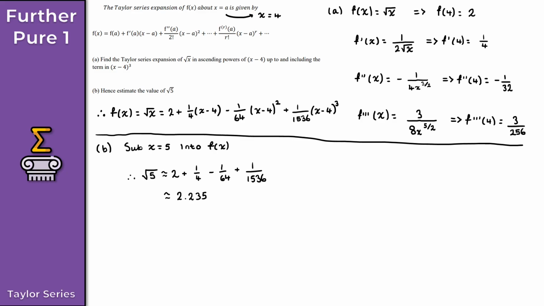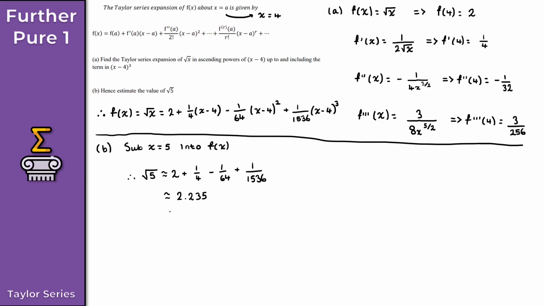Okay. So let me just quickly grab my calculator here, because basically what we can do is give our answer a quick sense check, right? So if I put root 5 into my calculator here, what do we get? So I get 2.236067977. Our estimation here was 2.235, so it's pretty close, pretty accurate, and it seems sensible.